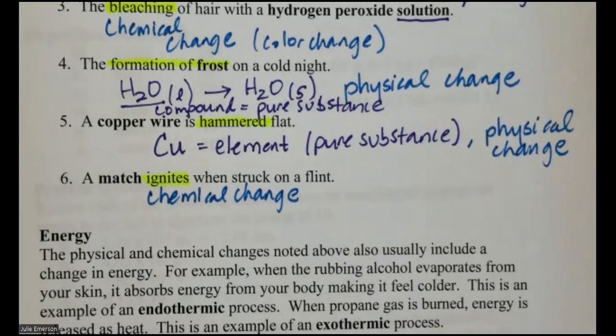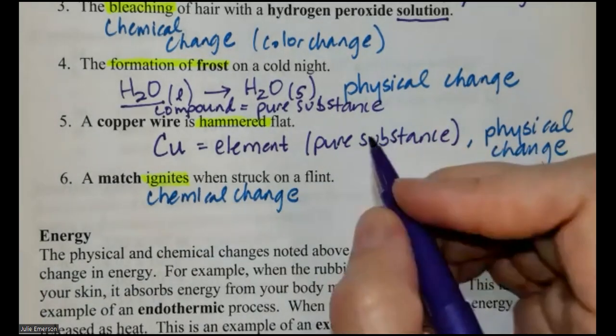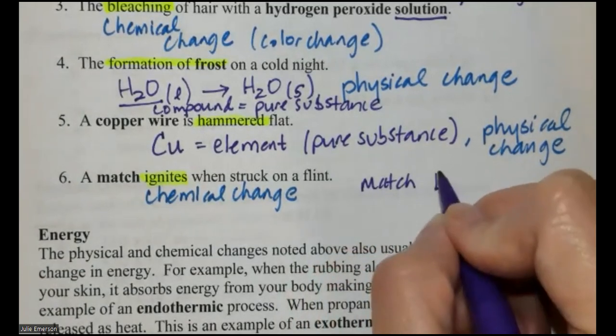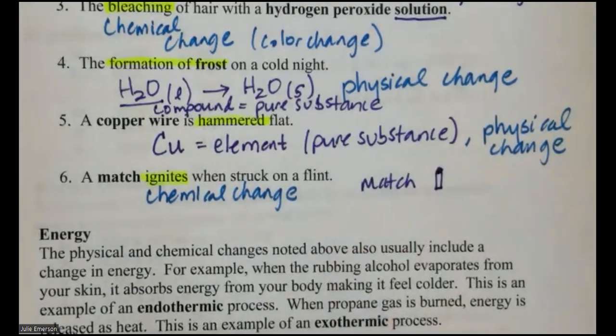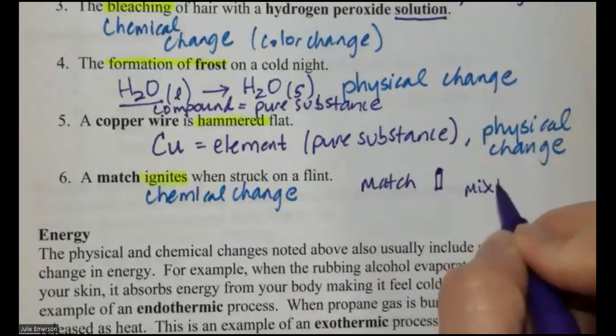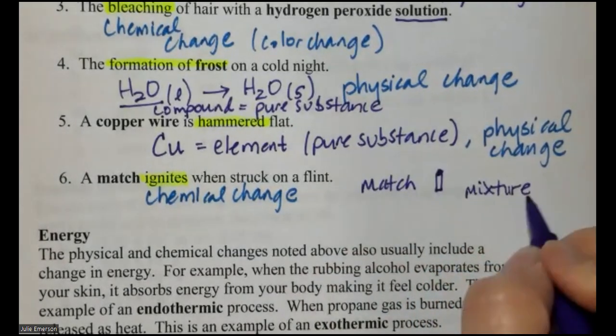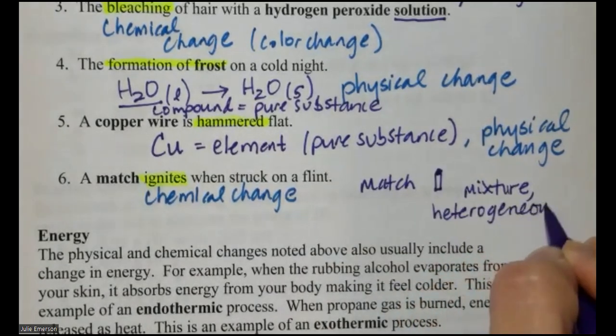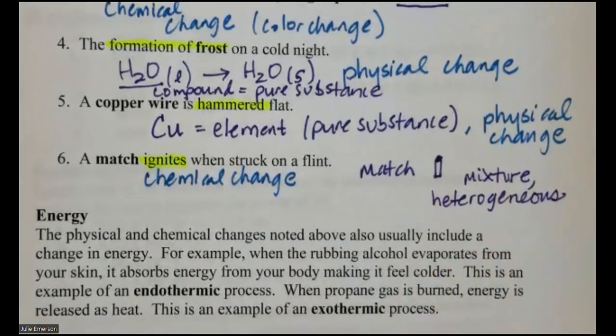I would want to be a little bit more specific, but collectively as a whole, if we think about the match, right, it's got the stick, and my drawing skills are quite poor. And then the top, right? All of that together is a mixture. We can see different substances there. And because we can see the different pieces, the top versus the wooden stick, that would make it heterogeneous because we can tell there's different parts to the match. All right. Okay. So that's a look at physical chemical changes, elements, compounds, or mixtures.